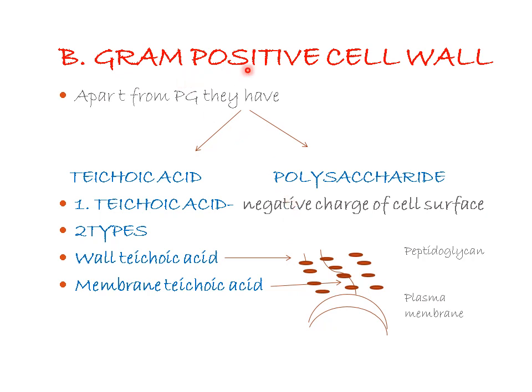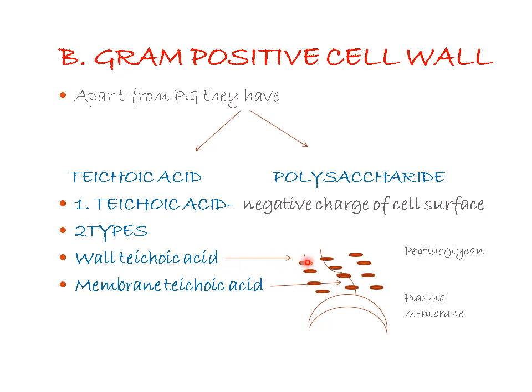Now let's have a look at gram-positive cell wall. Apart from the peptidoglycan, what do they have? They have teichoic acid and polysaccharide. Teichoic acid provides negative charge to the cell surface, and they are of two types, that is a wall teichoic acid and a membrane teichoic acid.